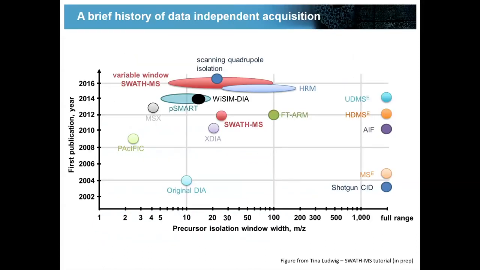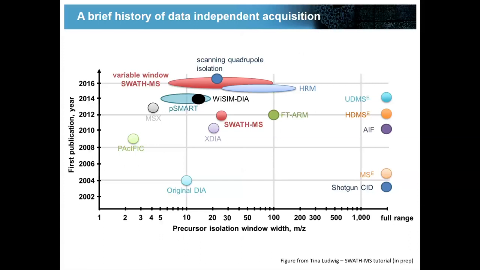In terms of a historical perspective, this is a figure from a review now accepted in Molecular Systems Biology, which will come out in the next few weeks, which is kind of a tutorial on how to do SWATH or DIA. And as part of this, Tina, who will also be instructing on the course, made this figure where we have a time axis on the Y here. So the earlier methods are at the bottom and the later methods are at the top. And it's also sorted by the precursor isolation window width.